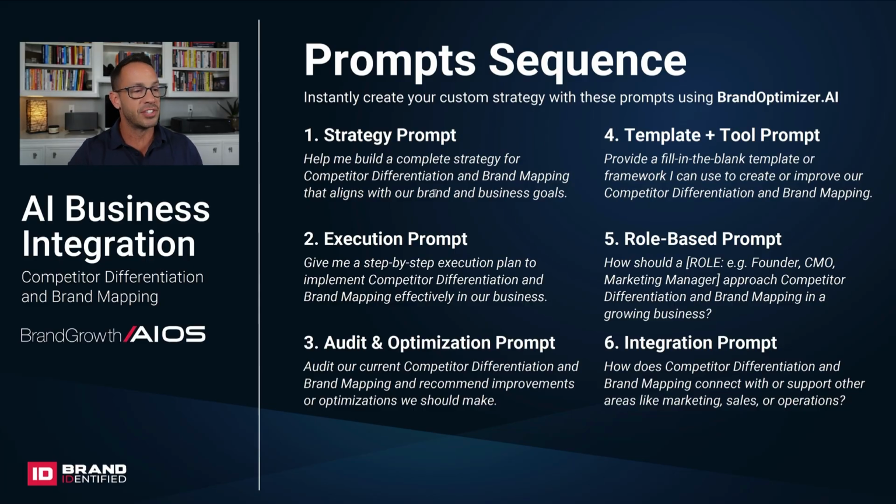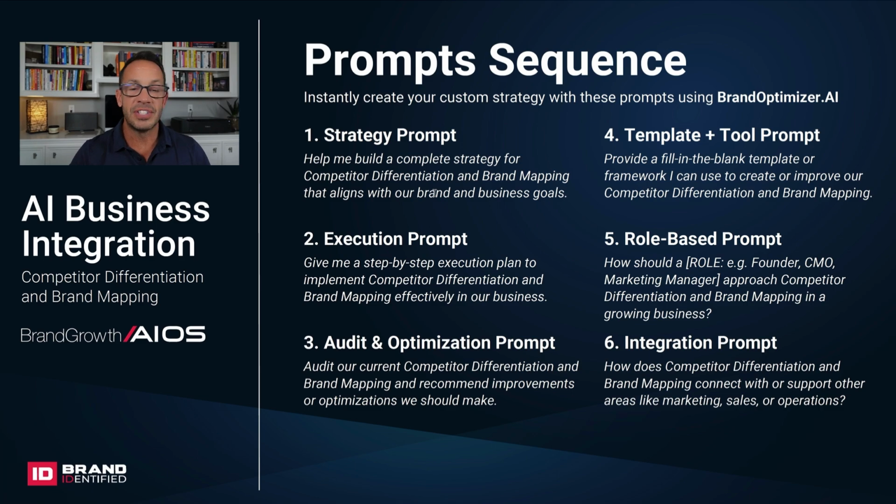Prompt number 3 is an audit and an optimization prompt. This one is, audit our current competitor differentiation and brand mapping and recommend improvements or optimizations that we should make. Prompt number 4 is a template or a tool prompt. This one is, provide a fill-in-the-blank template or a framework that I can use to create or improve our competitor differentiation and our brand mapping.